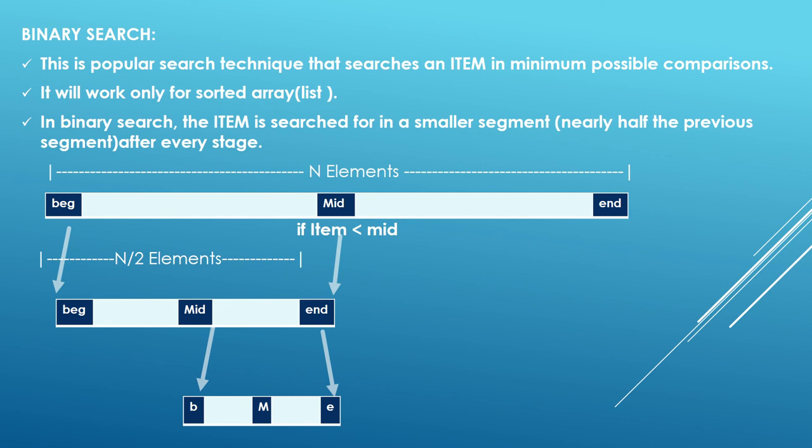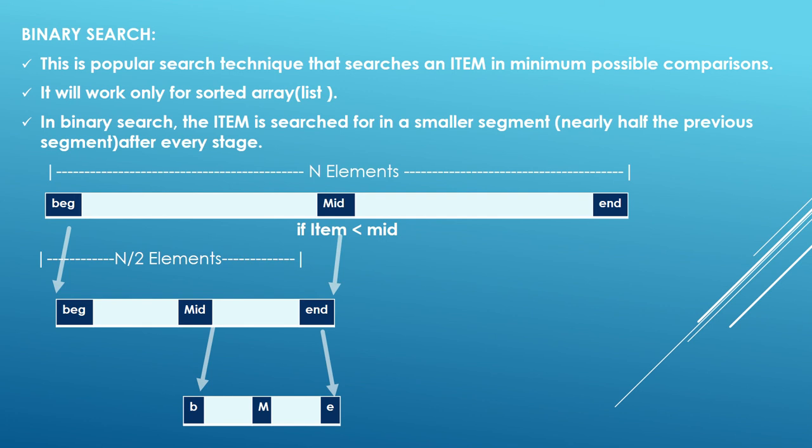That is, I will be repeatedly reducing my number of comparisons. For doing that, the only condition is that the array must be in sorted order. Either in ascending order or in descending order, the list of elements should be sorted. If it is a sorted list, then it will considerably reduce the number of comparisons.